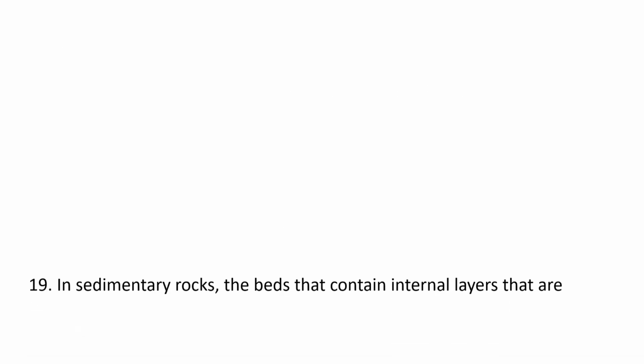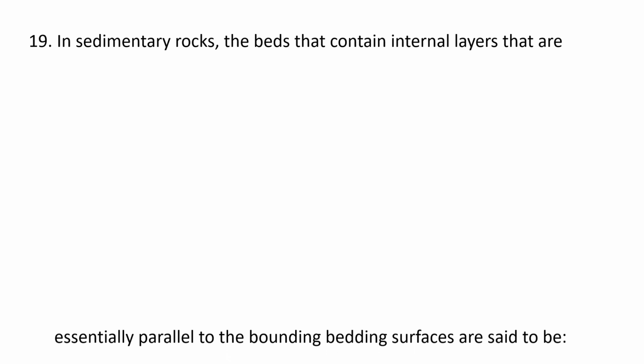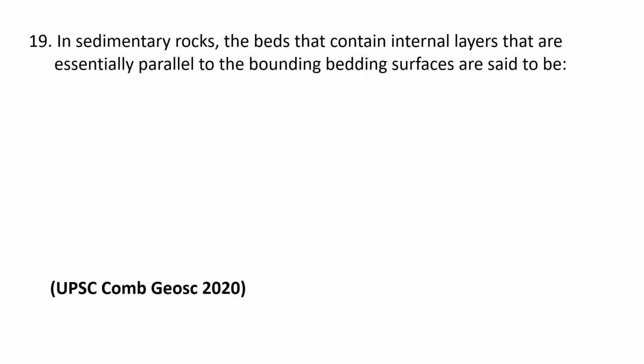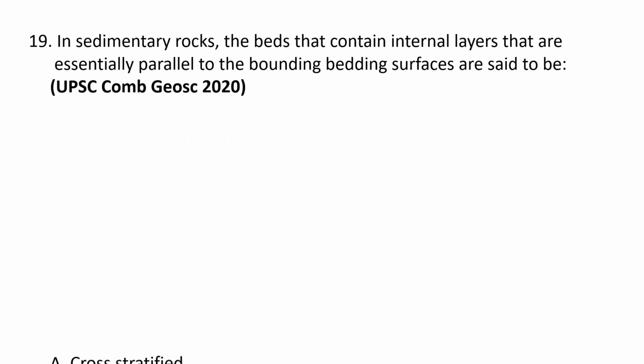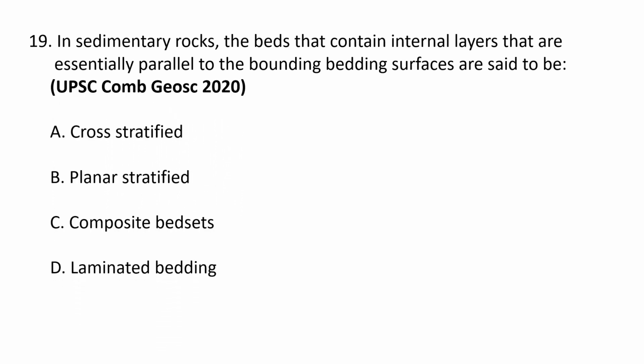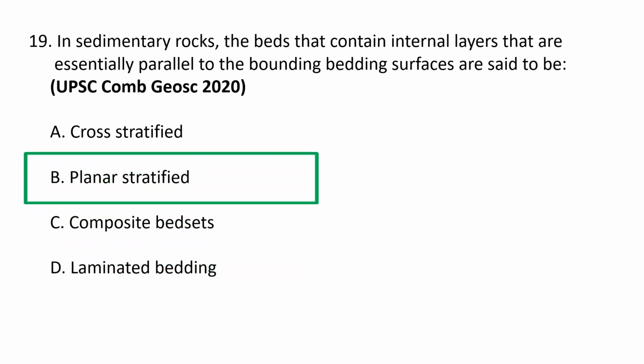Next question. In sedimentary rocks, the beds that contain internal layers that are essentially parallel to the bounding bedding surfaces are said to be A. Cross stratified, B. Planar stratified, C. Composite bed sets, and D. Laminated bedding. So in sedimentary rocks, the beds that contain the internal layers which are essentially parallel to the bounding bedding surfaces are known as planar stratified. B is the correct option.